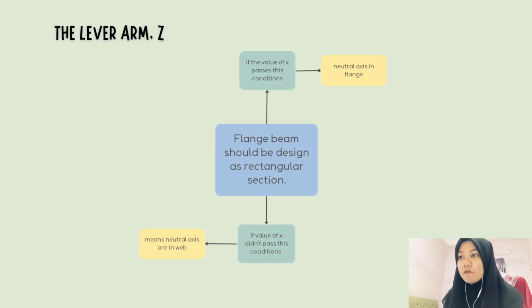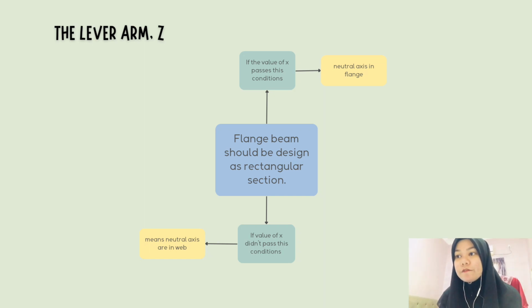If the value of x doesn't pass this condition, that means the neutral axis is in the web. So, to calculate the moment capacity of flange, use those equations and the KF equation. If the value of KF is more than or equal to K prime, the area of reinforcement can be calculated using the As formula.